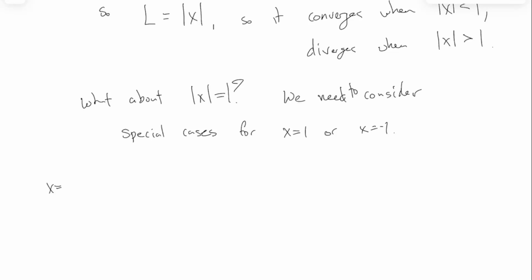So let's consider x equals 1. What does the series look like then? Remember the series was x to the n over 3n. If I use x equals 1, this becomes the series 1 over 3n. I'm plugging in x equals 1, right?